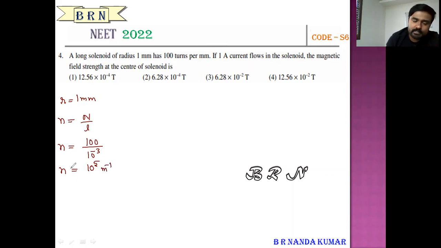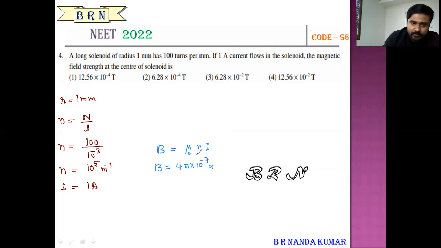So this is the number of turns per unit length. The current is given here, 1 ampere. The magnetic field inside a current carrying solenoid, the formula is B equals mu naught n i. So this is the expression for the magnetic field inside the current carrying solenoid, correct? So B is equal to mu naught, which is 4 pi into 10 power minus 7.